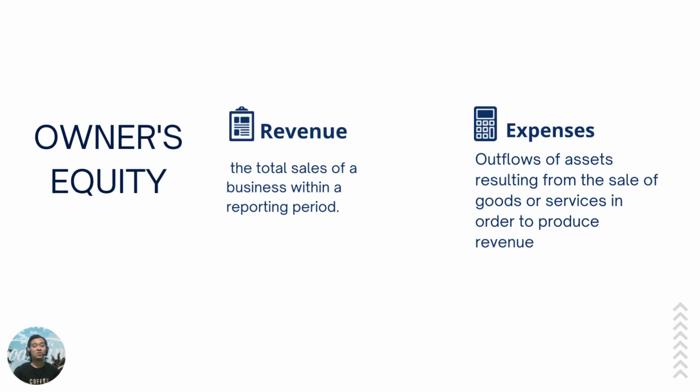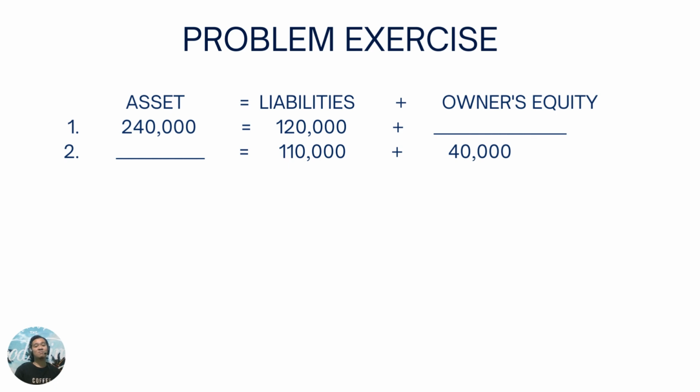What is revenue? It's the total sales of a business within a reporting period. What are expenses? These are the outflows of assets resulting from the sale of goods. Whatever you sold, the cost of what you sold, those are the expenses. So let's proceed to the problem exercise.